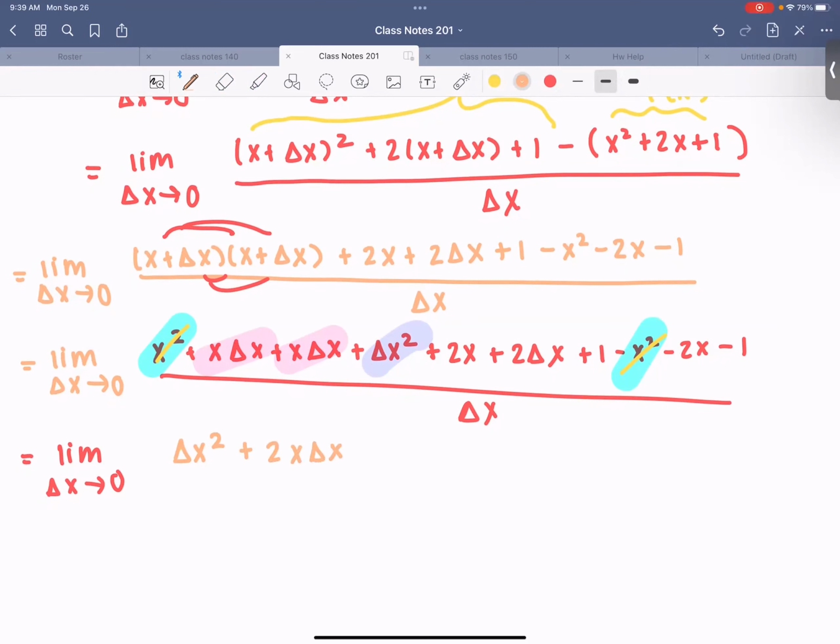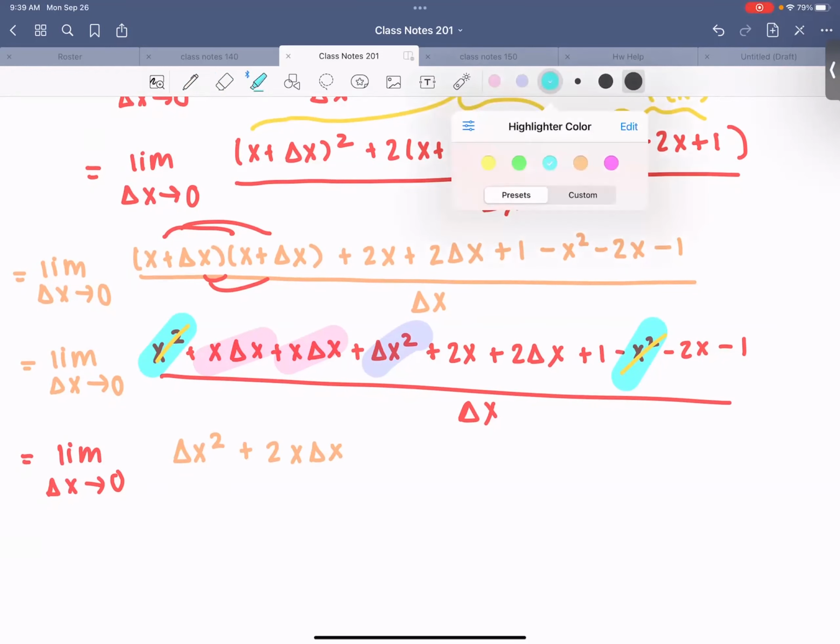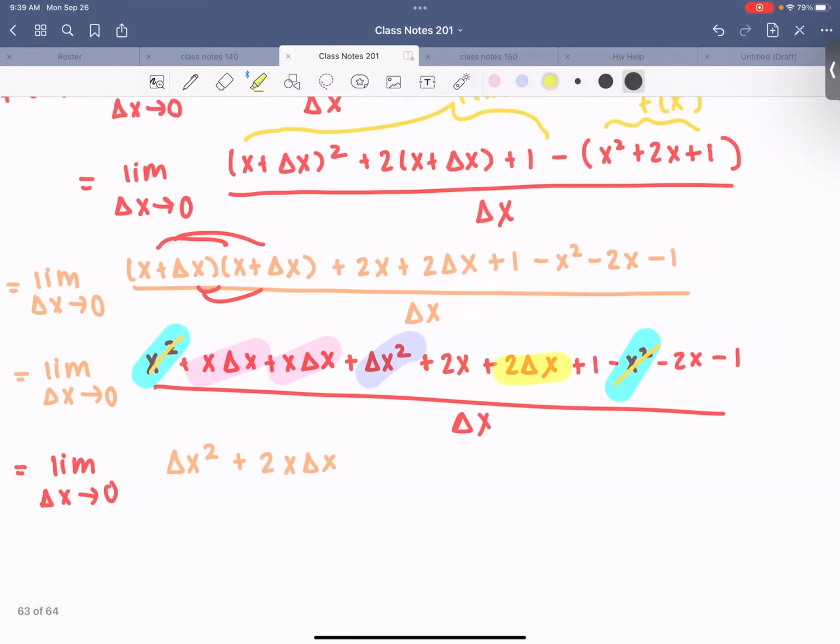Are we good here? No, still two delta x. Yes, there's still a 2 delta x, but I can't combine that with the x delta x. So let me write that one separately. We have this guy here, 2 delta x. What else can I do?